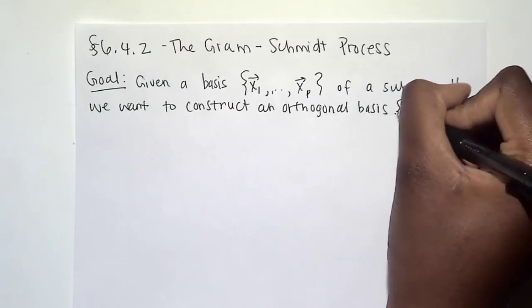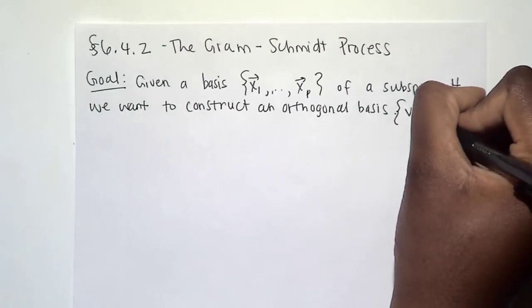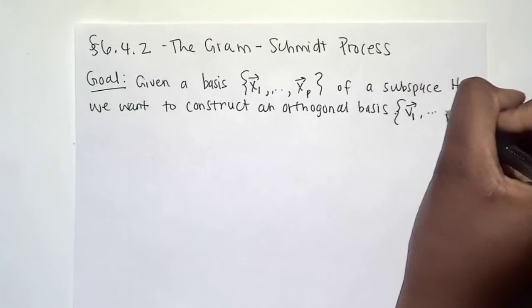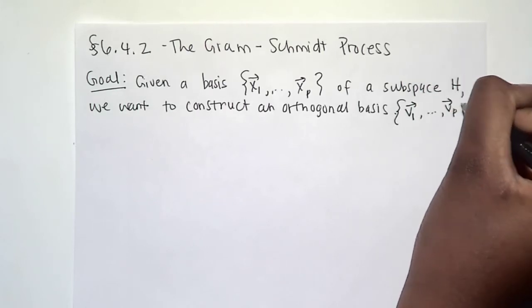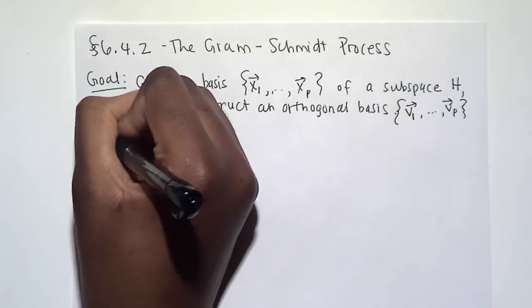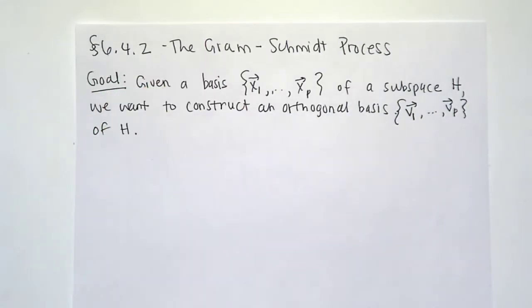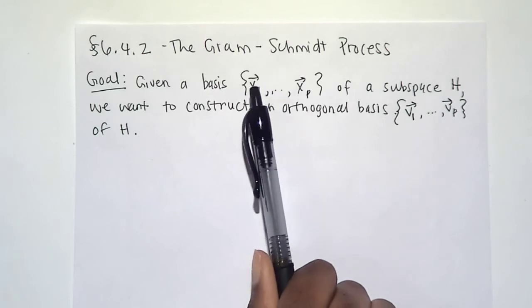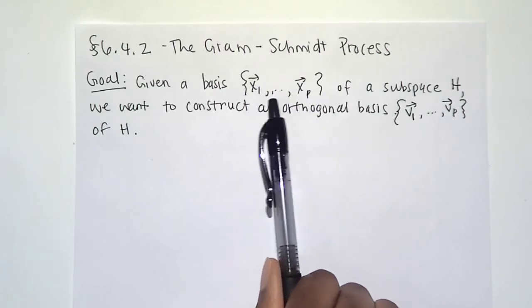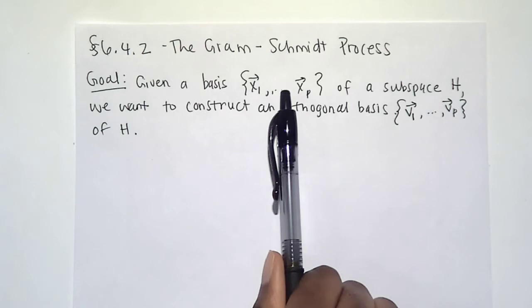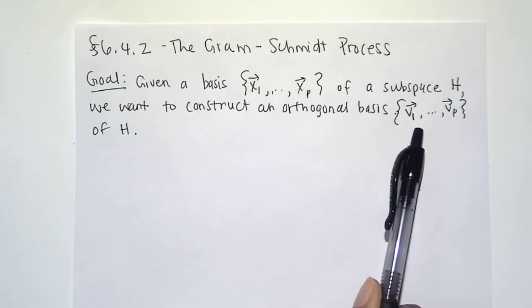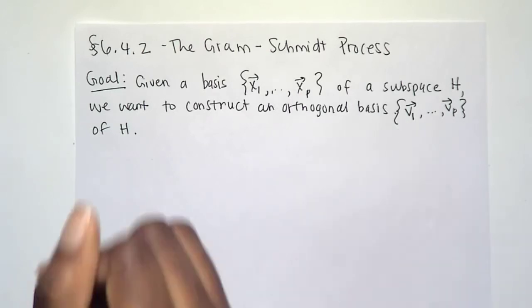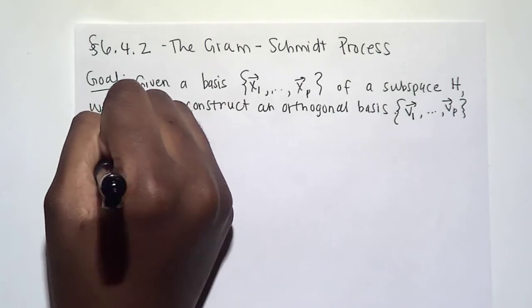The orthogonal basis will be V1 to VP of H. So remember, there can be multiple sets that could be bases for a subspace. We have one basis, and it's not orthogonal, and we want to use it to construct an orthogonal basis for that same subspace H. So let's look at a quick example.